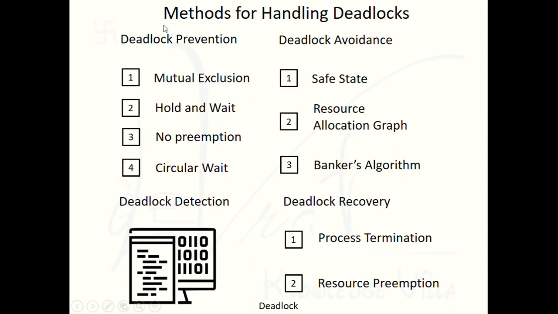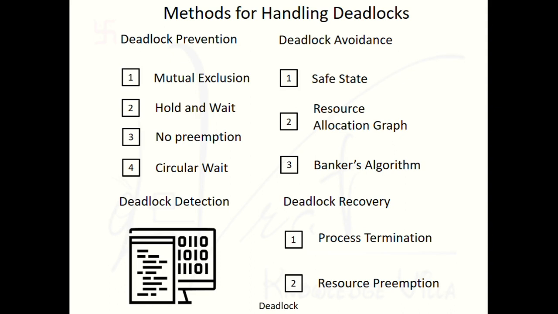Today our topic is methods for handling deadlocks, and it is the last topic of deadlock characterization. Before today, we have discussed two other topics of deadlock characterization. Those were the necessary conditions for deadlock to occur, and the resource allocation graph. You can watch those videos by clicking the I button at the top right corner.